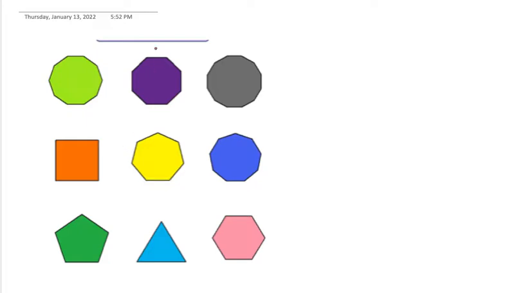Now notice that the sides of these shapes are even. So symmetry works with even shapes. If a shape isn't even like this, it doesn't have symmetry.